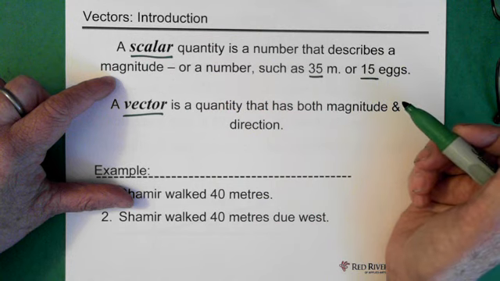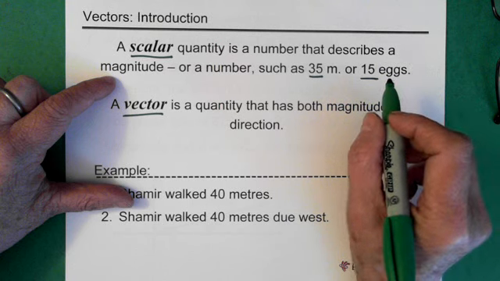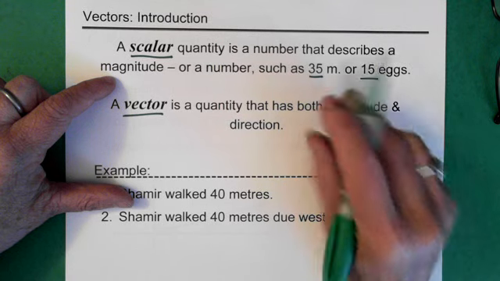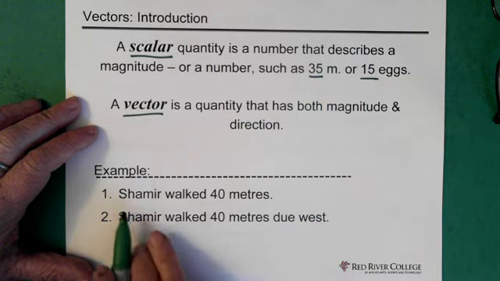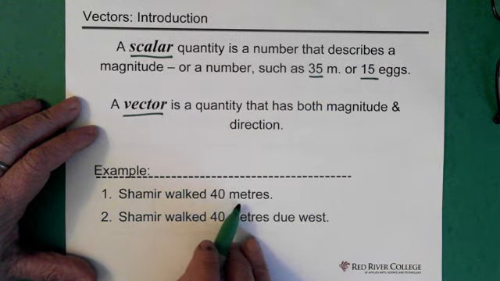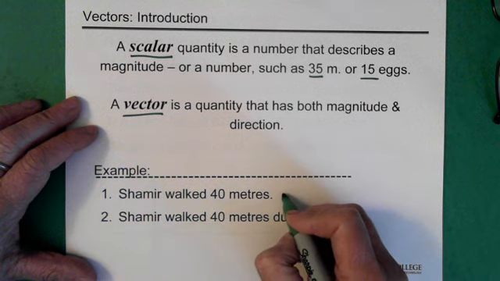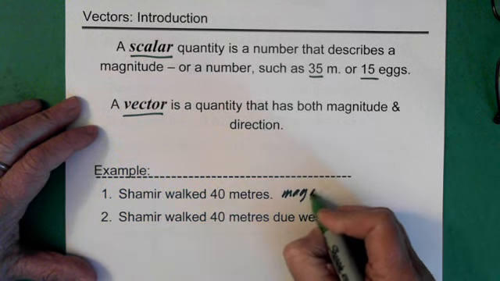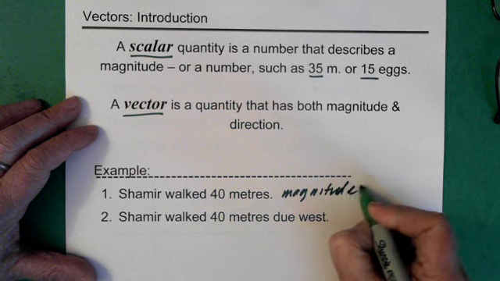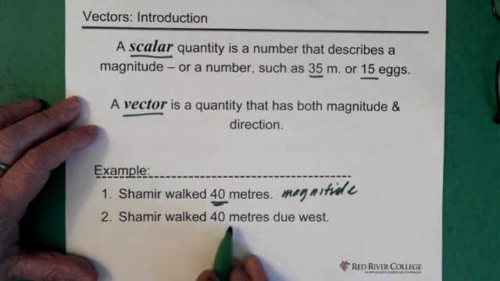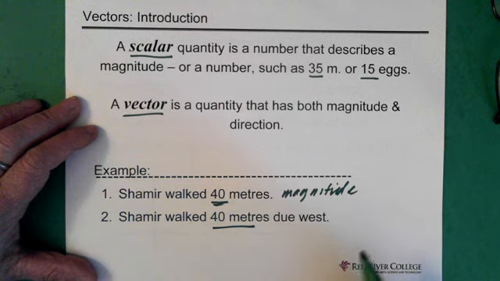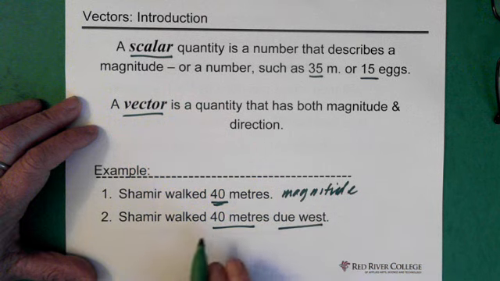A vector is a quantity that has both magnitude, so an amount, and a direction. An example of this is Shamir walked 40 meters. This is magnitude, the 40 meters. Shamir walked 40 meters due west. Now we have magnitude and we have direction. So this is a vector.